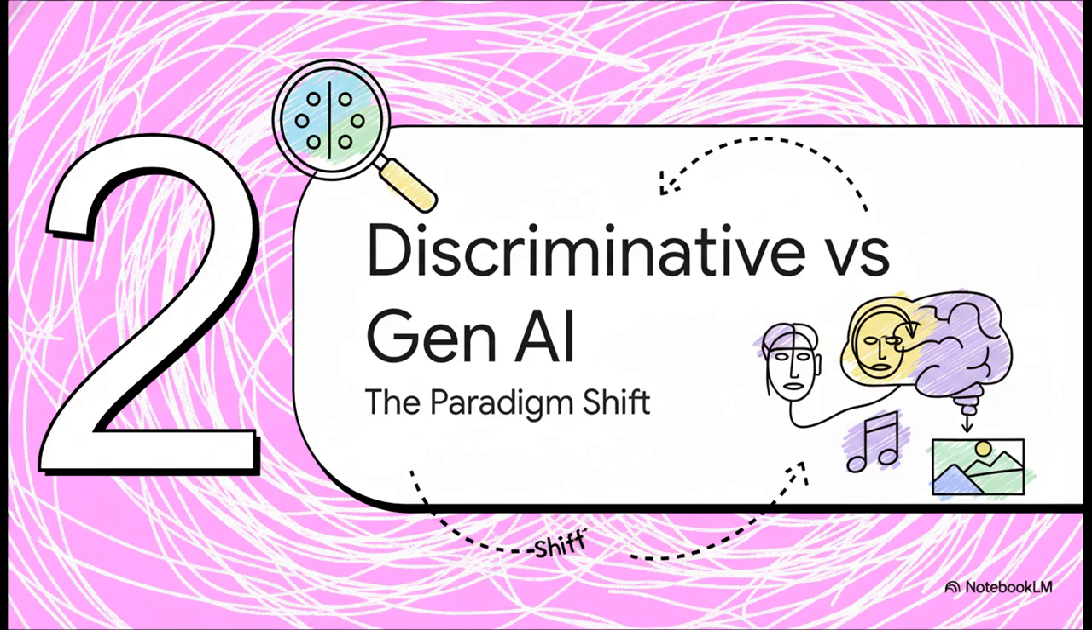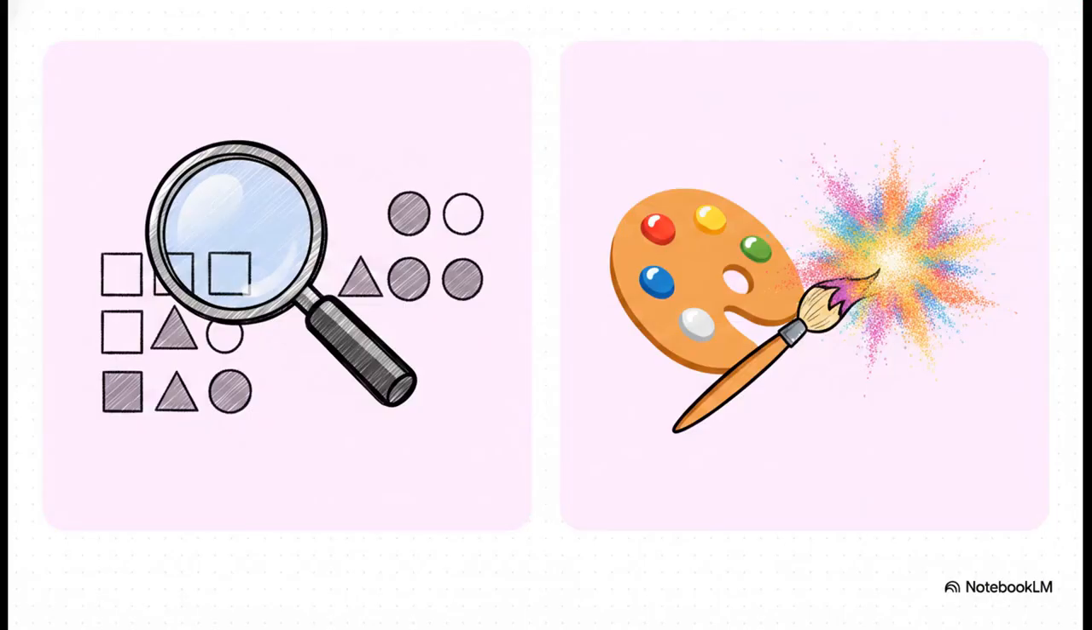Moving on to Section 2. Discriminative versus generative AI. The paradigm shift. So for years, traditional deep learning algorithms were overwhelmingly what we call discriminative, meaning they were trained on labeled datasets simply to classify, predict, or group existing information. Think of an AI sorting photos into cat or dog buckets.